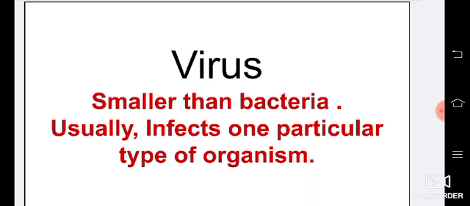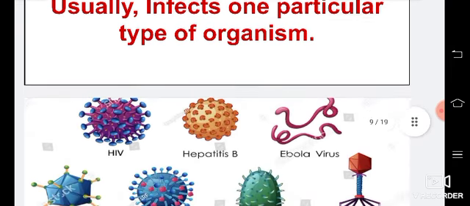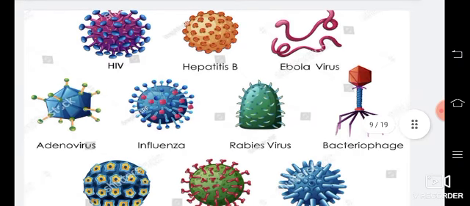Each type of virus usually infects one particular type of organism, which means it affects only one type of organism. For example, look at this. These are some of the viruses: HIV, hepatitis, rabies, influenza, ebola, adenovirus. These are pictures of different types of viruses. They can be seen under the microscope. So colorful, right? We all know the corona also, it is a type of virus.